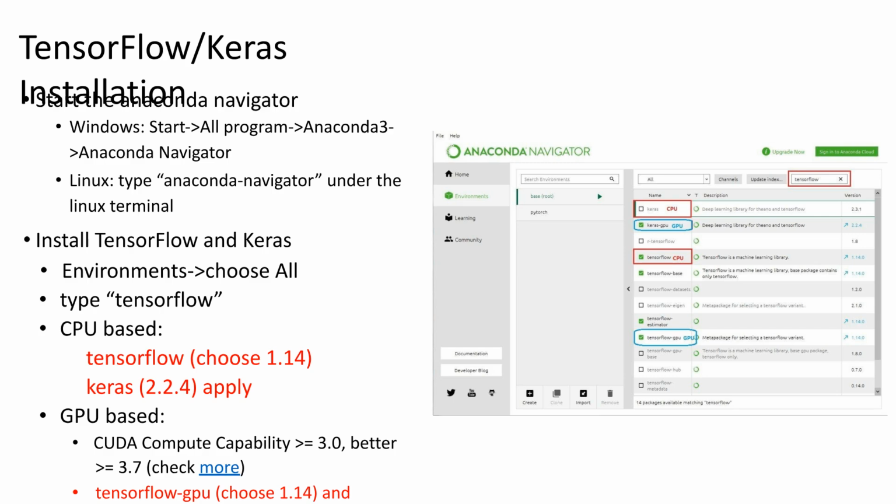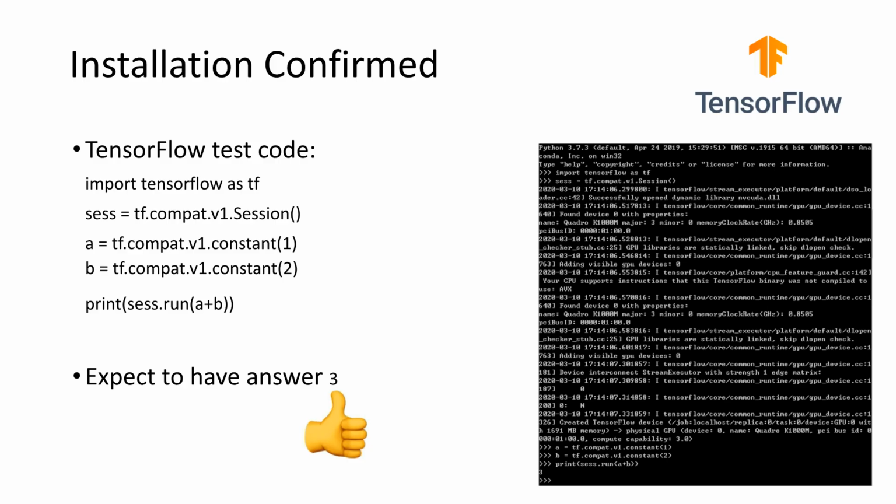After installing Anaconda 3, open the Anaconda Navigator. Navigate to Environments, choose All, and search for TensorFlow. Install TensorFlow and Keras for CPU, or TensorFlow GPU and Keras GPU for GPU, ensuring CUDA compatibility. To confirm the TensorFlow installation, run the provided test code. If the installation is successful, you should get the answer 3.